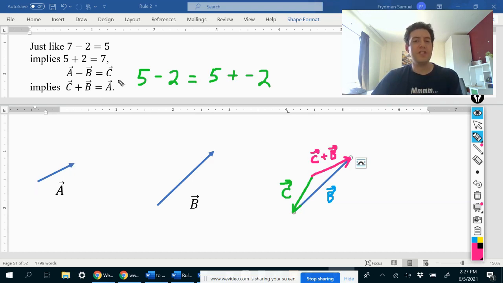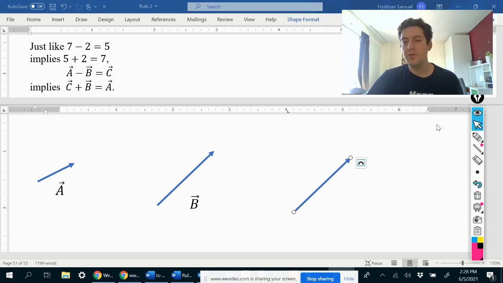So it works very similar to numbers. If I know that 7 minus 2 is 5, then I also know that 5 plus 2 is 7. Well, if I know that vector A minus vector B is C, then I also know that vector C plus vector B is equal to vector A. All right? Moving on.